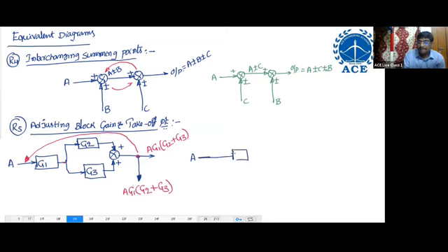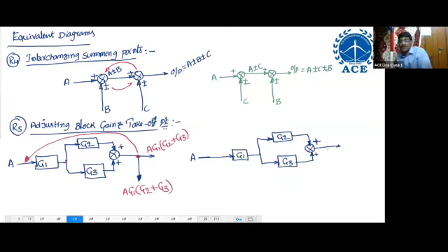So G1, G2, G3. Now write the output, what I will get. What is the output? Here now take up point is here.